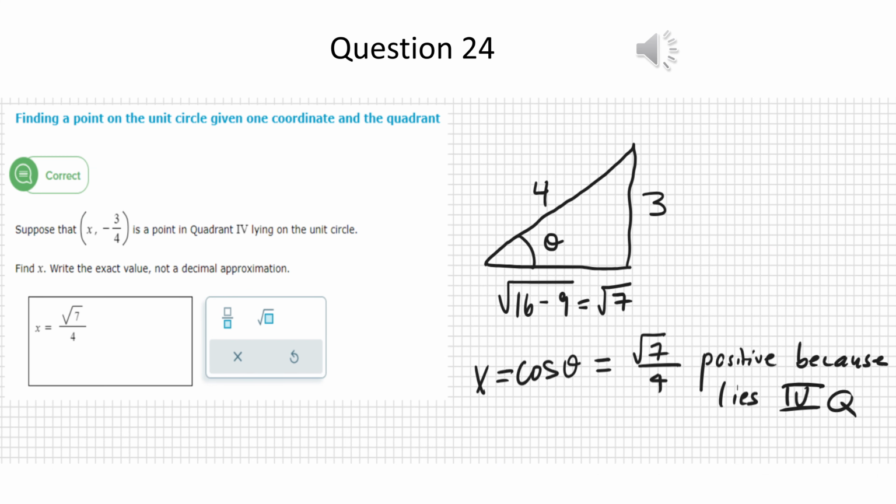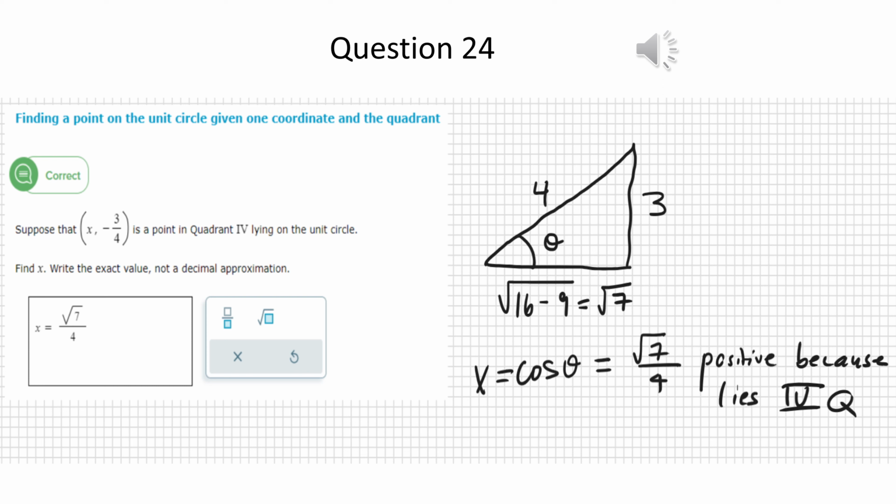The question is: find the point on the unit circle given one coordinate and the quadrant. Suppose it's the unit circle. In the unit circle, the first component is cosine theta, and the second is sine theta. Now the information given is -3/4. It's a sine.